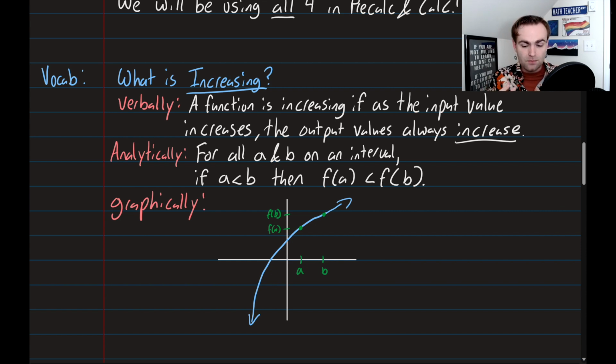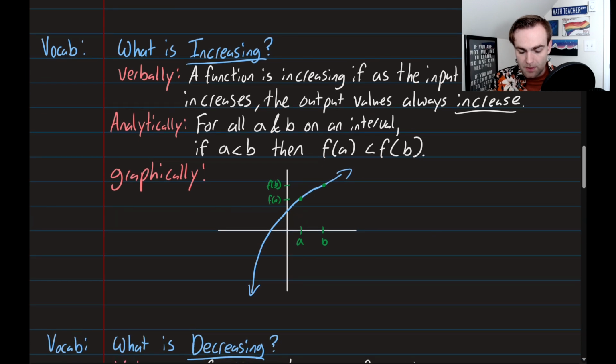In a mathy kind of way, we would say for all a and b on an interval, as long as a is less than b, then f of a should be less than f of b. When I input a, I get something less than if I input b. Graphically, what that means is the graph is going up from left to right. So I have those 3 representations there.